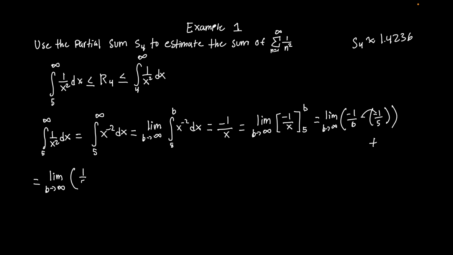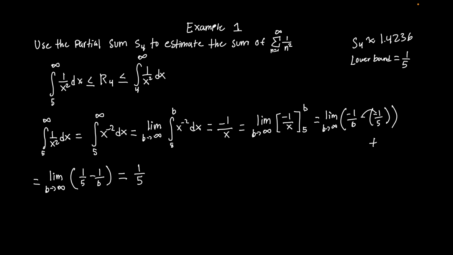1/5 minus 1 over b. And now we can plug in. Whenever you put infinity into b, 1 over infinity is just 0, so 1/5 minus 0, you're just going to get 1/5. Therefore, we know the lower bound is 1/5. So I'm going to write it down here next to the S4. So we have our lower bound is equal to 1/5.